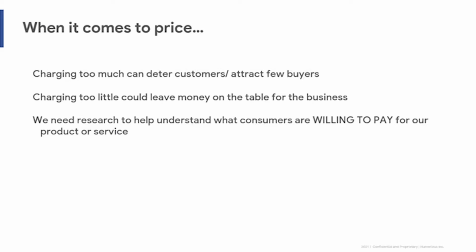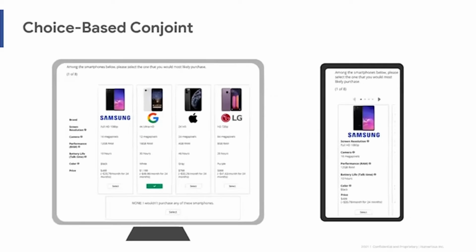More specifically, we should get feedback from shoppers so we can figure out how to price our product or service. Because if we charge too much, we can deter customers from actually buying, right? And if we charge too little, we could be leaving money on the table for the business. So we need that data to help us understand what consumers are going to be willing to pay. And we can do this all using choice-based conjoint analysis.